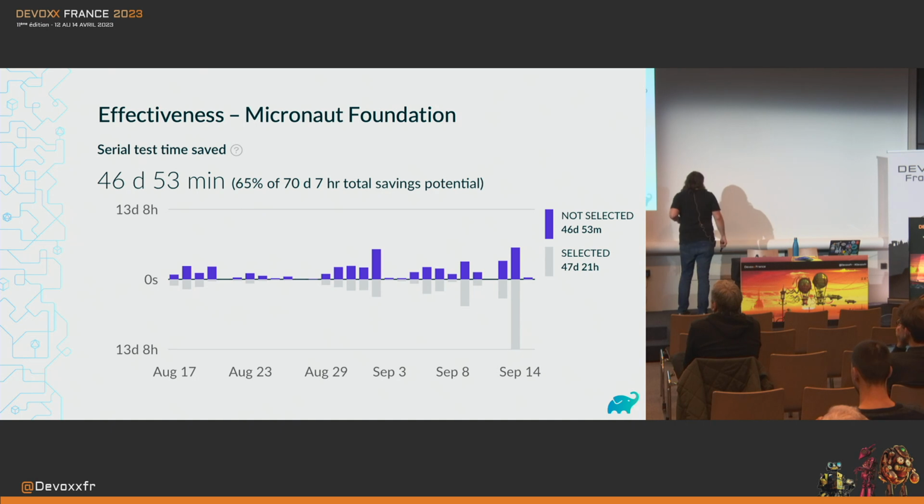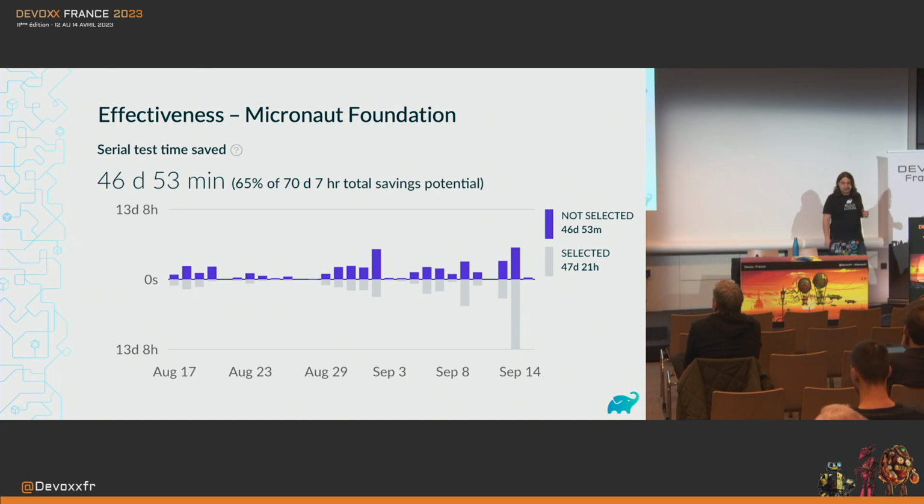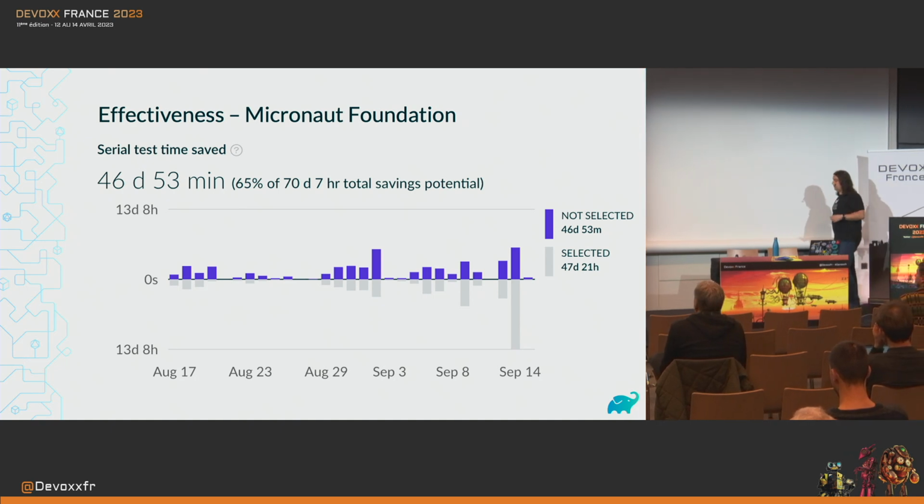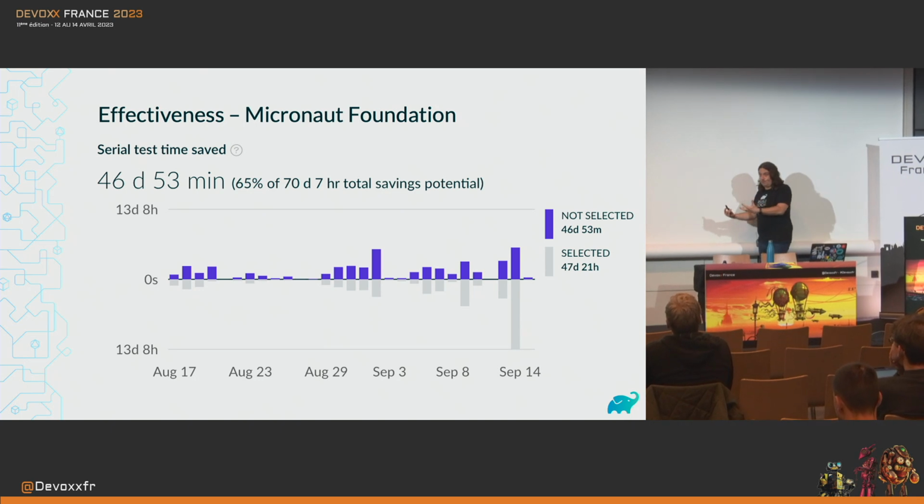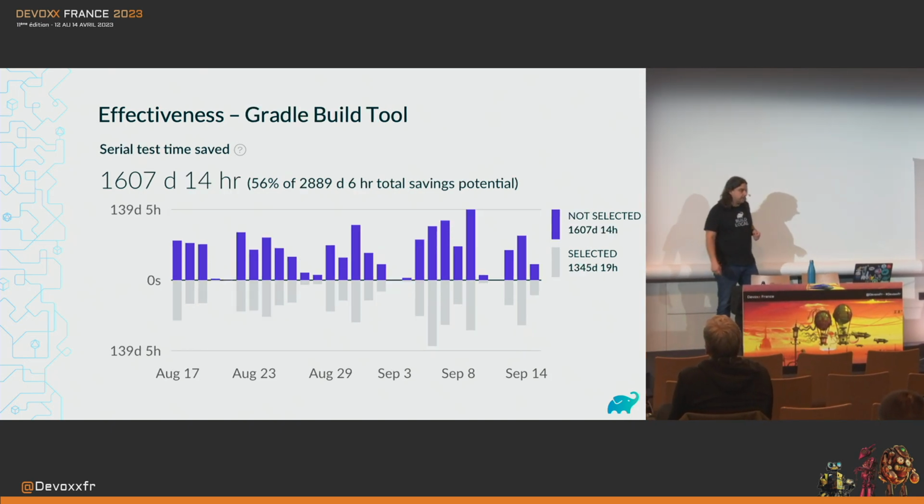And again, we've seen a lot of effectiveness here. The Micronaut Foundation has been using this to a lot of advantage. This is in a 1-month period, saved 46 days of serial execution time with a 70-day savings potential in that month. Now, Micronaut runs a ton of builds and tests, right? They're running like 100,000 builds a week or something crazy like that. So that's where these savings come from, but nevertheless, the math checks out, right?